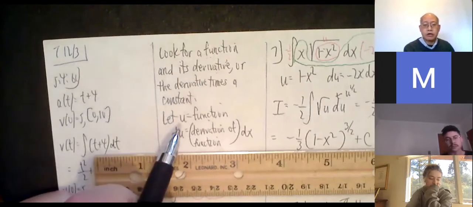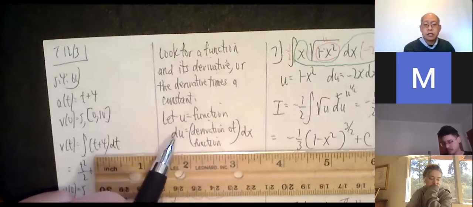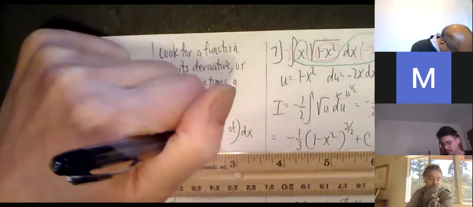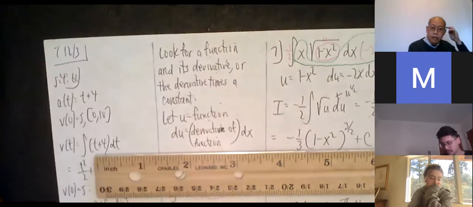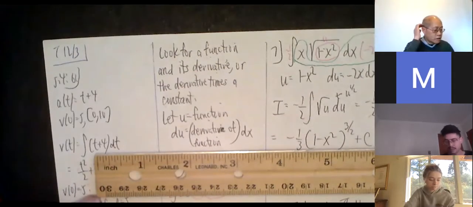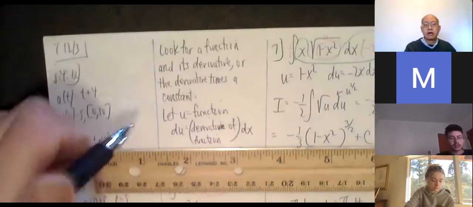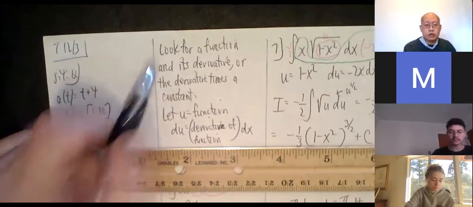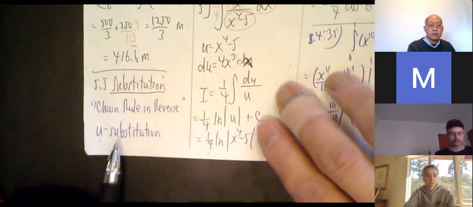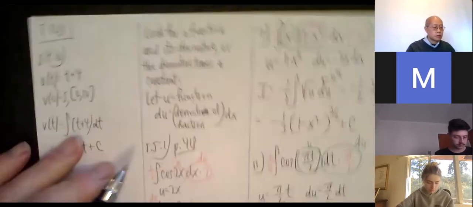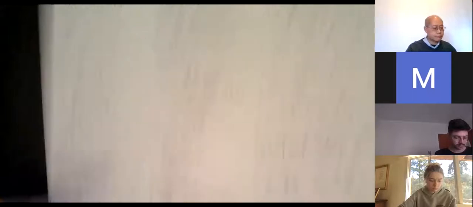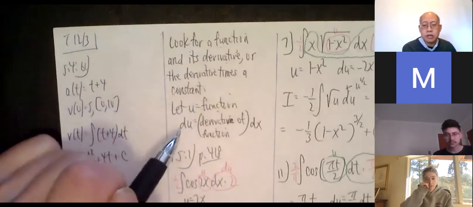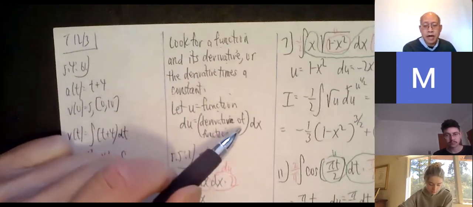Then we're going to let u equal the function. du equals the derivative of the function times dx. That should be derivative, not derivation. Derivative of the function times dx. Right now you may say, I have absolutely no idea what you're talking about. But after you do several problems, maybe it makes a little bit of sense. So in the u substitution, we're trying to do the chain rule in reverse, essentially. If you see a function and its derivative, let u be the function. du is the derivative of the function times dx.